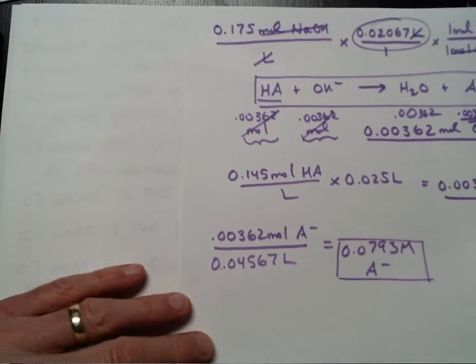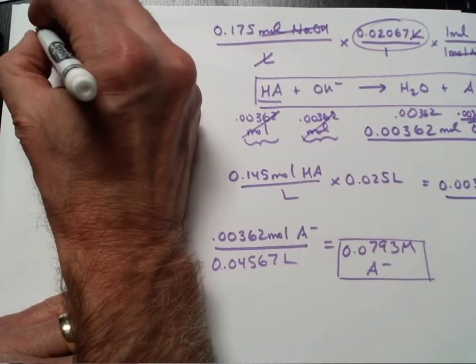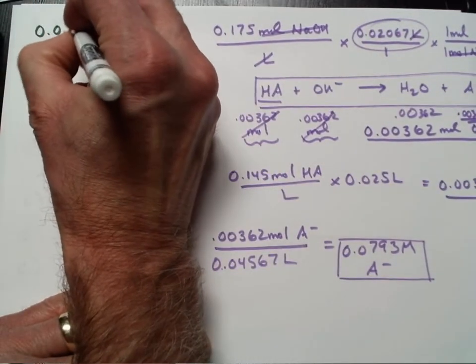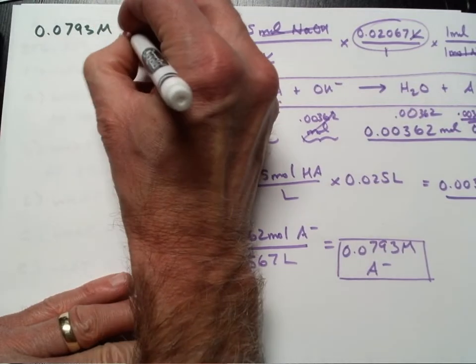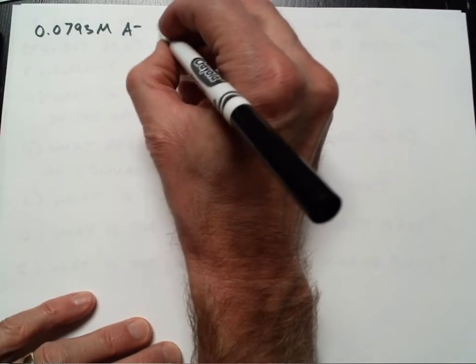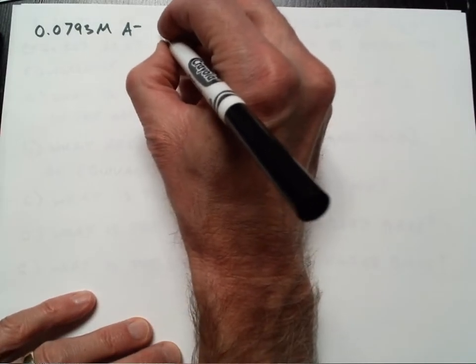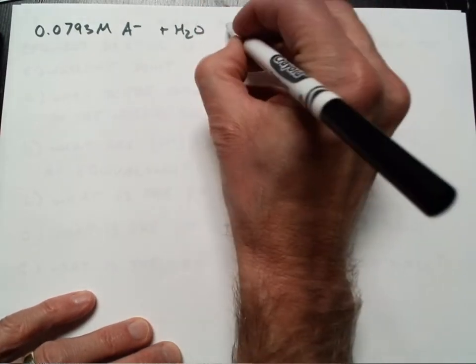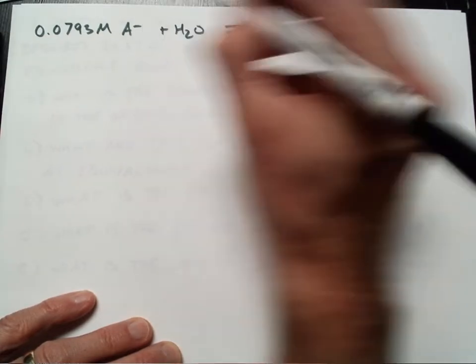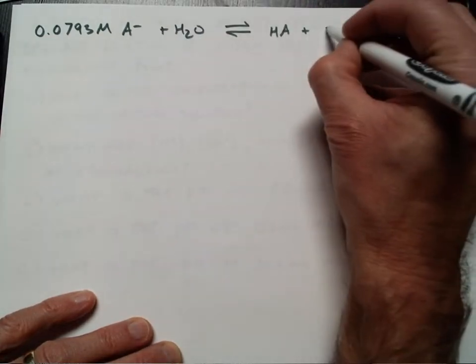All right, so I have 0.0793 molar of my weak base, the formate anion. This is going to react with water. Let's see, it's going to grab a proton. We're going to get HA, and we're going to get hydroxide.